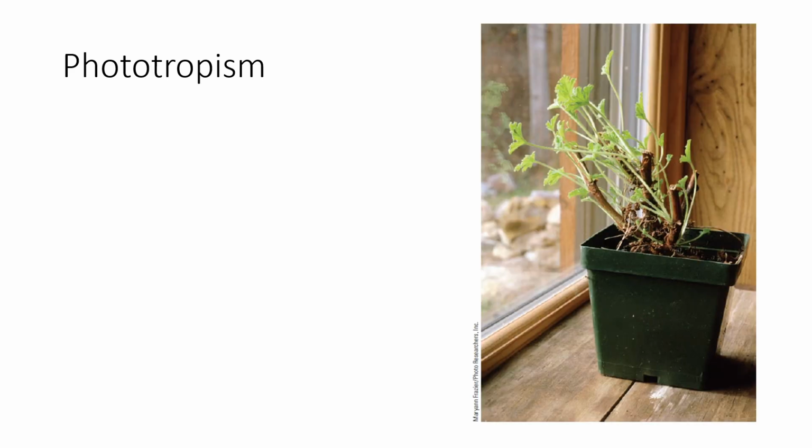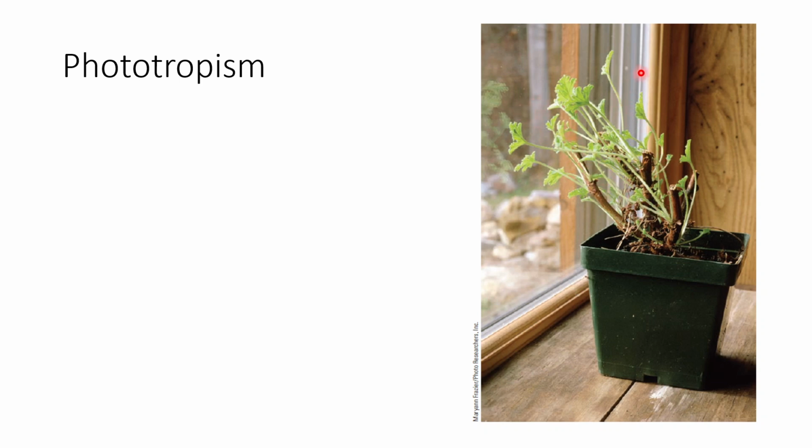Then plants also have tropisms. Tropisms are the response to environmental stimuli such as light, gravity, and touch. And plants may respond by directional growth, like in this picture. The plants will have phototropism, that is directional growth towards the light.